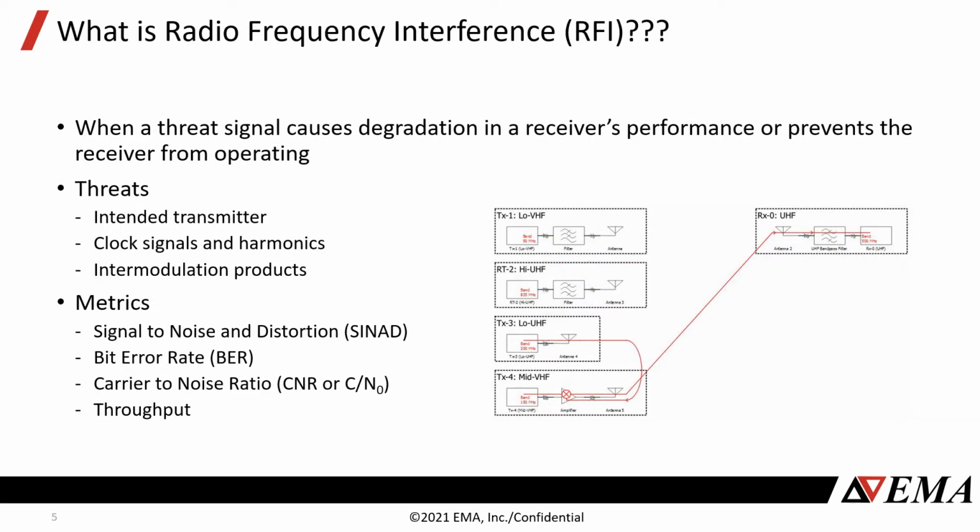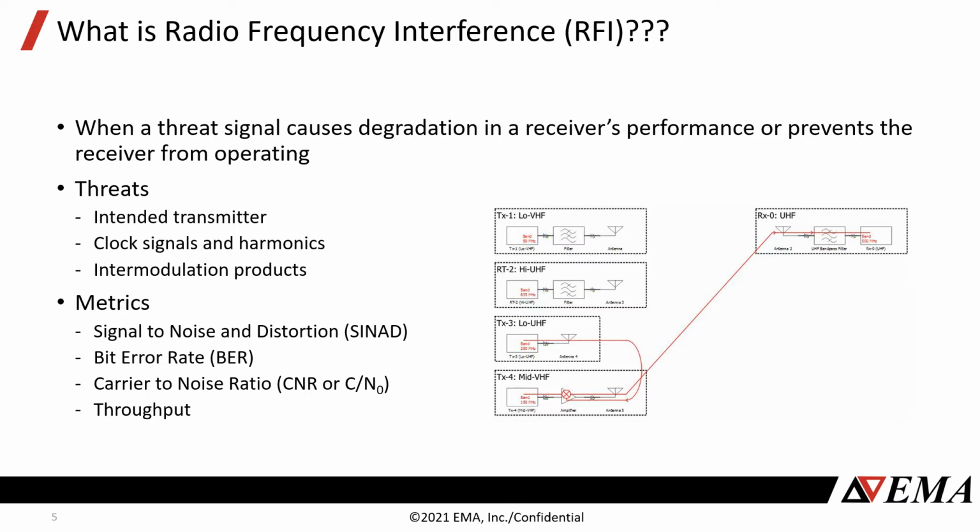Okay, so the first question to ask is, what is radio frequency interference? RFI is basically when a threat signal causes some sort of degradation or complete loss of performance for a receiver. And that degradation may be something like desense, it may be reduced range for a system, it can be a snap, crackle, pop in an audio comms headset, or a variety of other impacts.